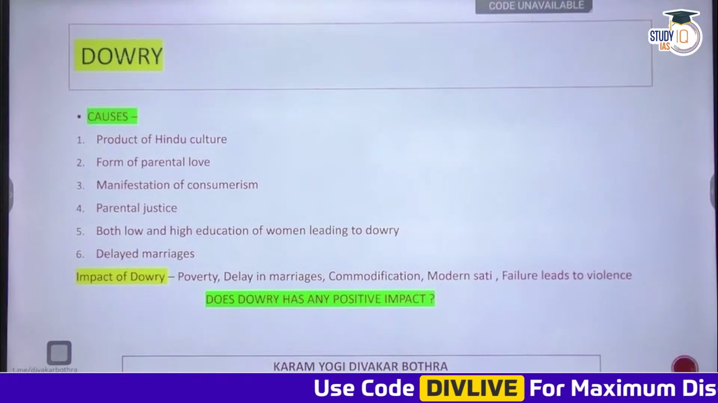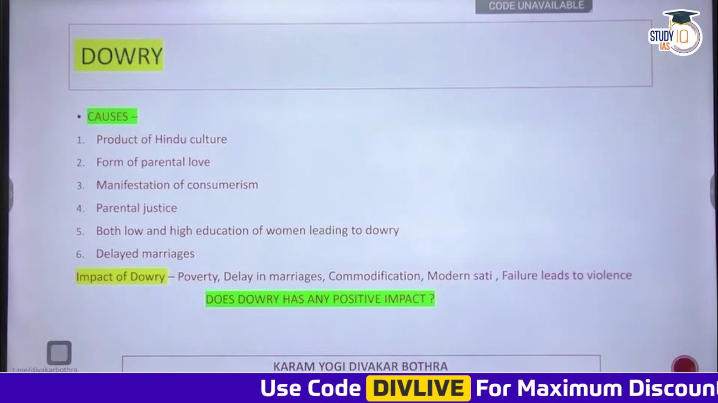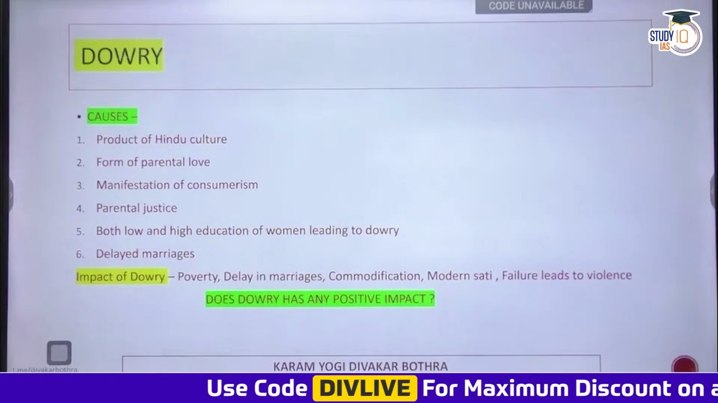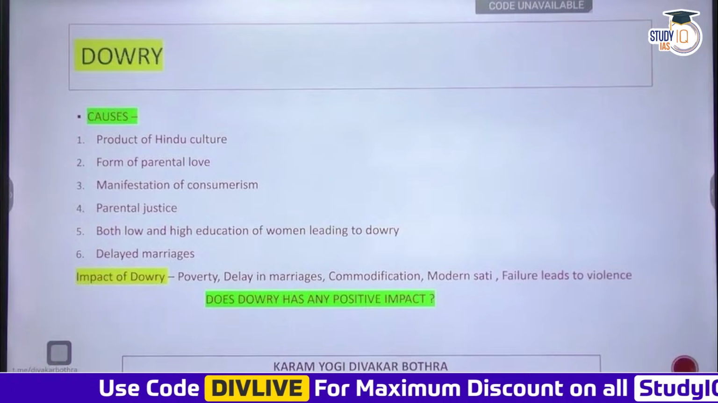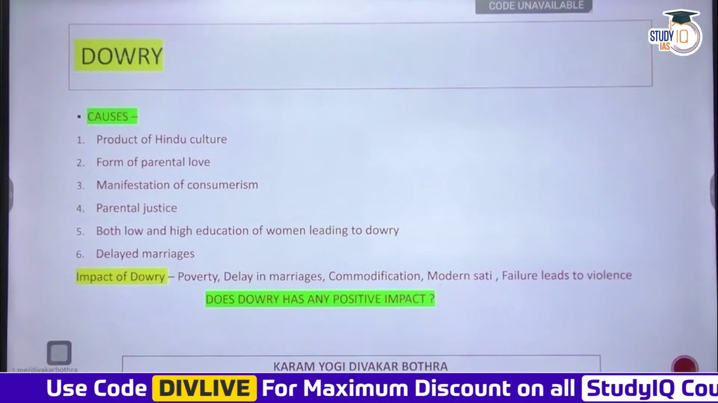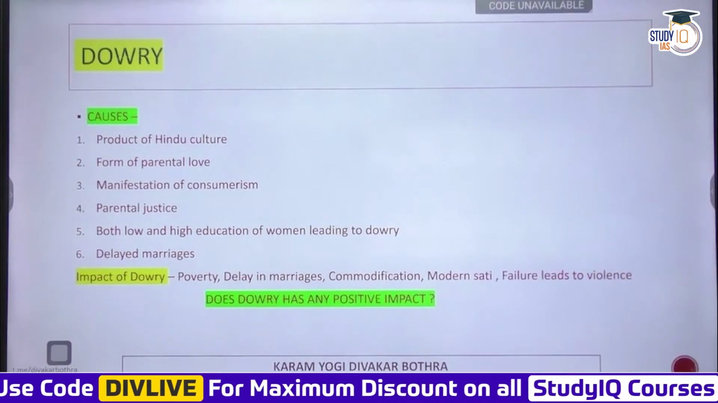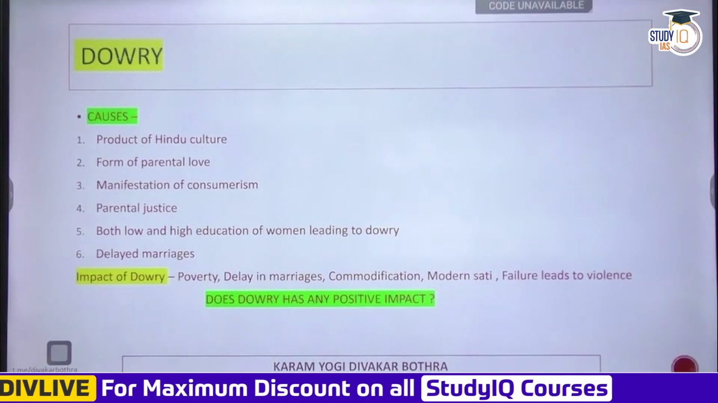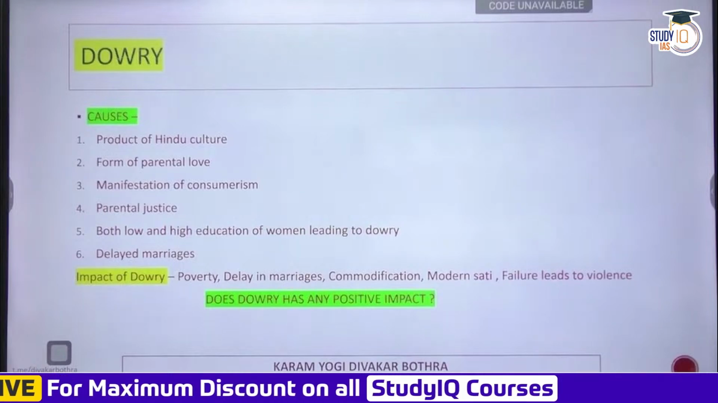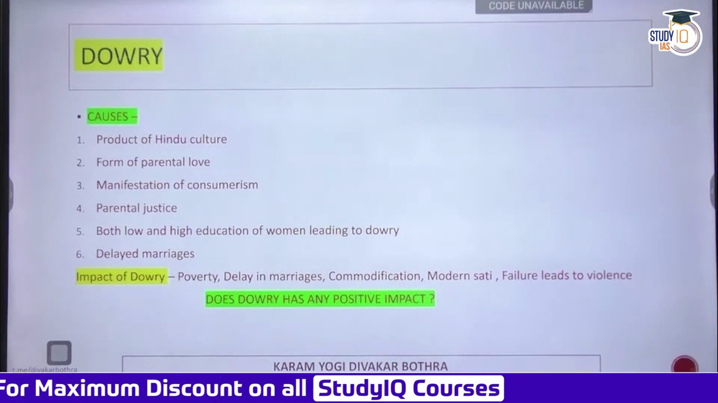Delay in marriages. If you're not able to give dowry, your marriage would be delayed, and as the marriage gets delayed, the amount of dowry only increases over a period of time. Raju Rastogi's sister in Three Idiots, and that particular scene, is a very good example here. Commodification. Dowry clearly ends up creating women as a commodity in society.